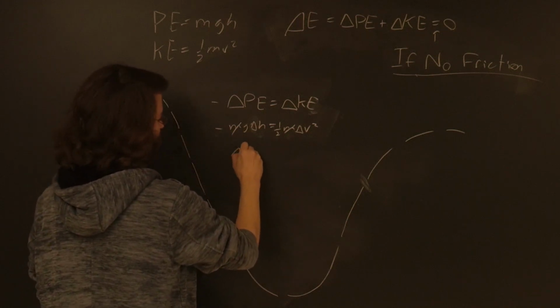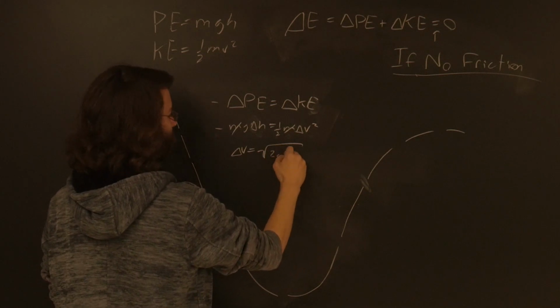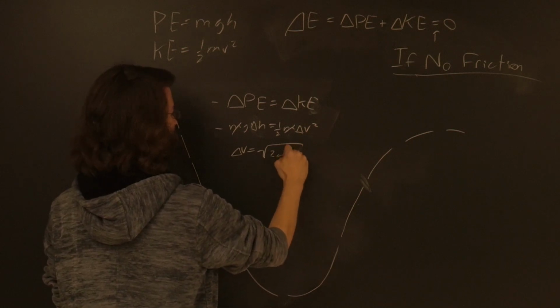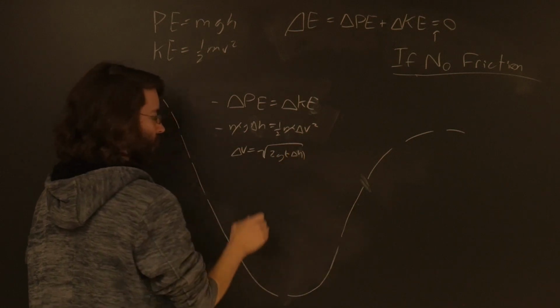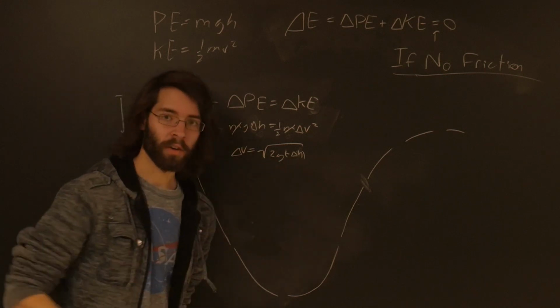And so we get delta v equals the square root of 2g times negative delta h, right? And so the change in velocity is only dependent on the change in height and the gravitational constant.